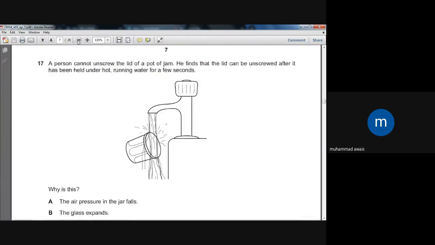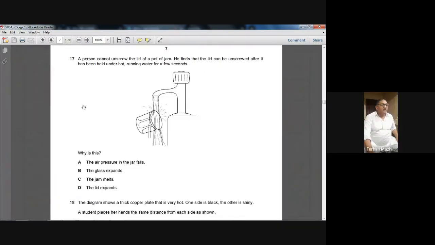Okay, we have the next question. 17. A person cannot unscrew the lid of a pot of jam. He finds that the lid can be unscrewed after it has been held under hot running water for a few seconds. Why is this? Because when you pour hot water on the lid, which is metal, it will expand. The jar will expand less, but the lid will expand more and the lid will open.